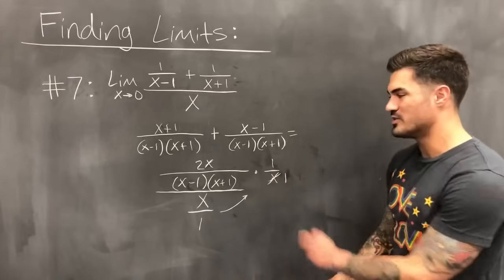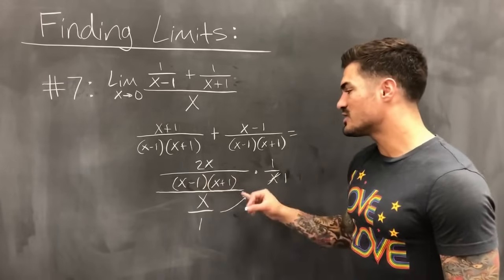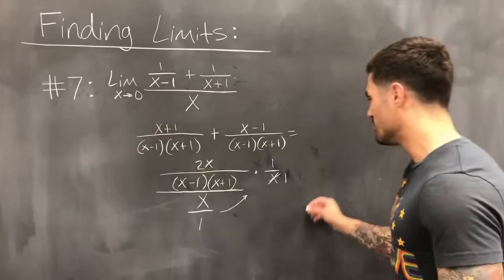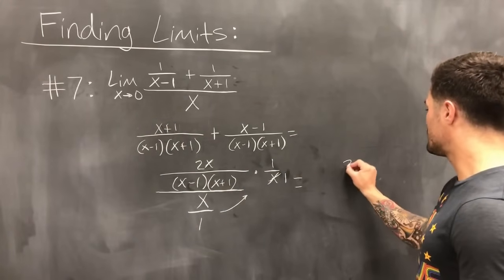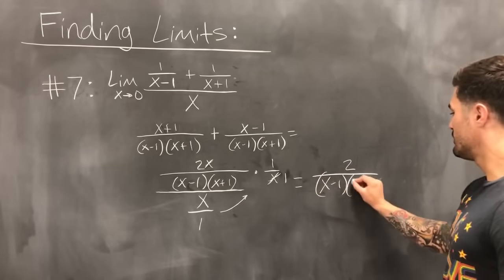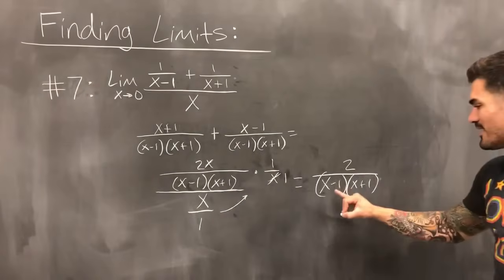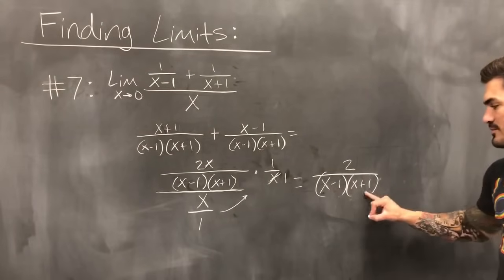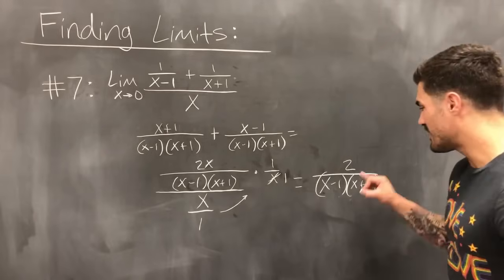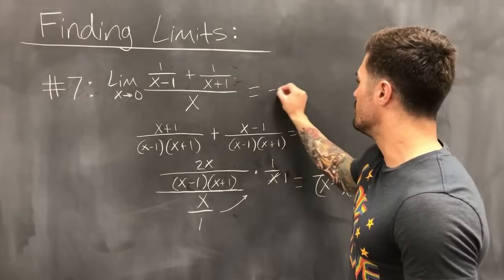So I don't even have to worry about this piece anymore. So I have 2 over x minus 1 times x plus 1. Let's see what happens when I plug in 0 now. So let me go ahead and simplify this: 2 over x minus 1 times x plus 1. Let's see what happens when I plug in 0. I get negative 1 times positive 1, which is negative 1. So I get 2 over negative 1, which is just negative 2.